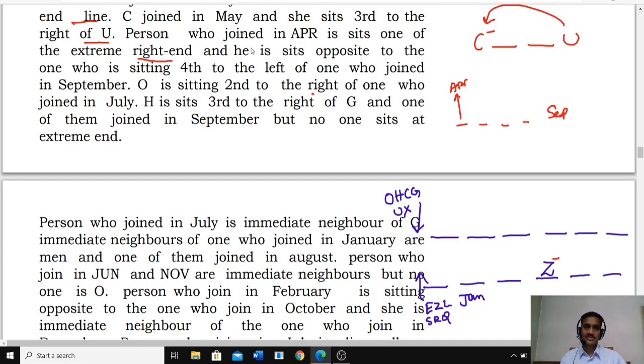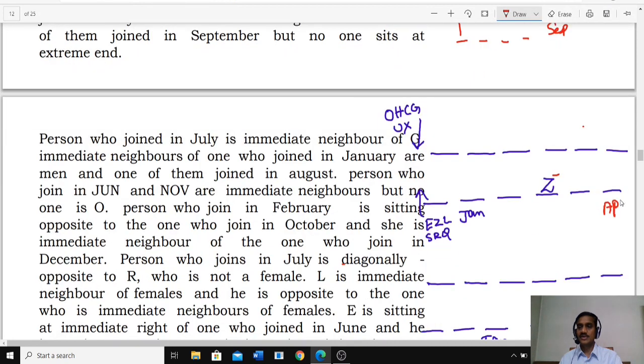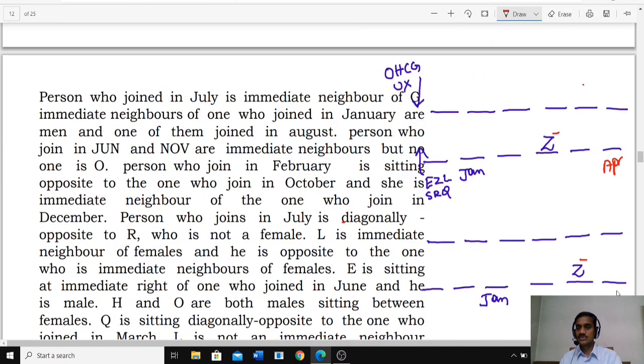The person who joined in April sits at one of the extreme right ends. So April has to be here. As the person who joined in April is here, in this case also the person who joined in April is opposite, opposite to whom? The person who is seated fourth to the left of S. So S is here. Clear? Fourth to the left of the person who joined in September.